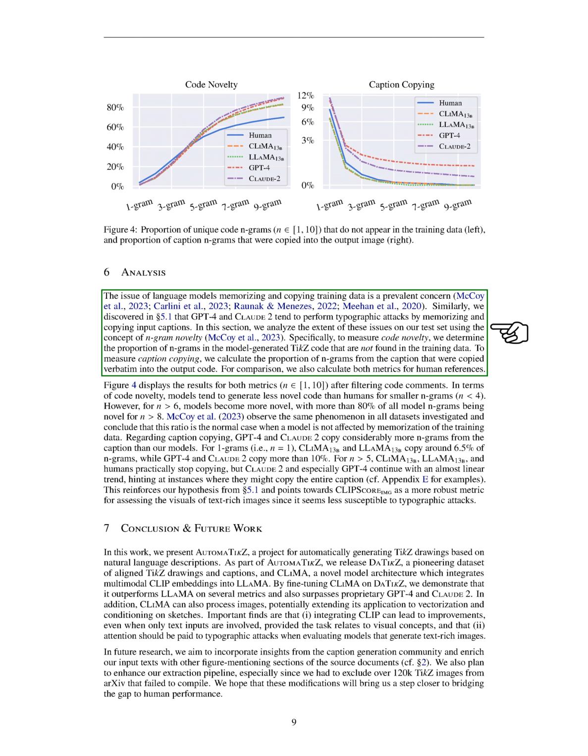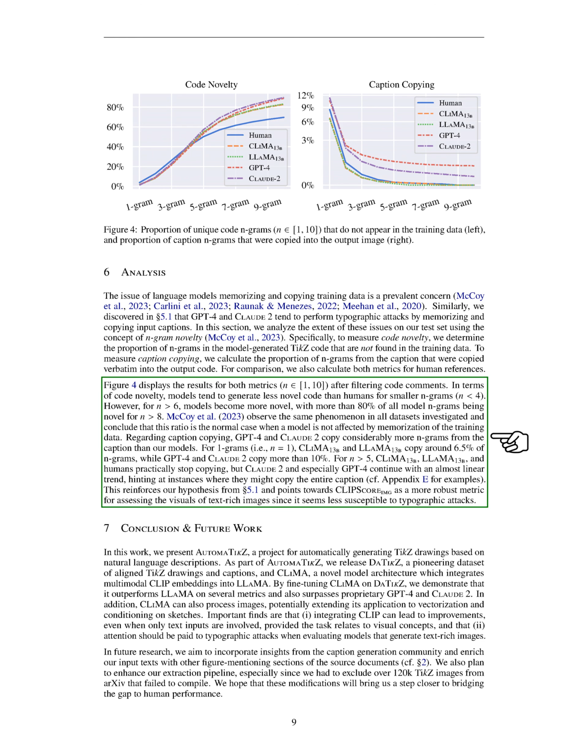In terms of code novelty, models tend to generate less novel code than humans for smaller phrases. However, for larger phrases, models become more novel, with more than 80% of all model phrases being novel. Regarding caption copying, some models copy considerably more phrases from the caption than our models. For single words, our models copy around 6.5% of phrases, while others copy more than 10%. For larger phrases, our models and humans practically stop copying, but others continue with an almost linear trend, hinting at instances where they might copy the entire caption.